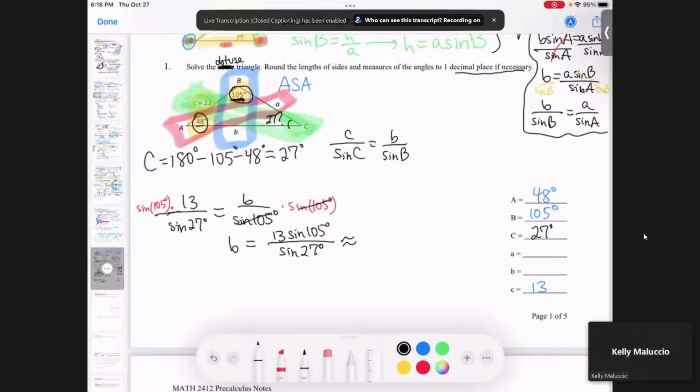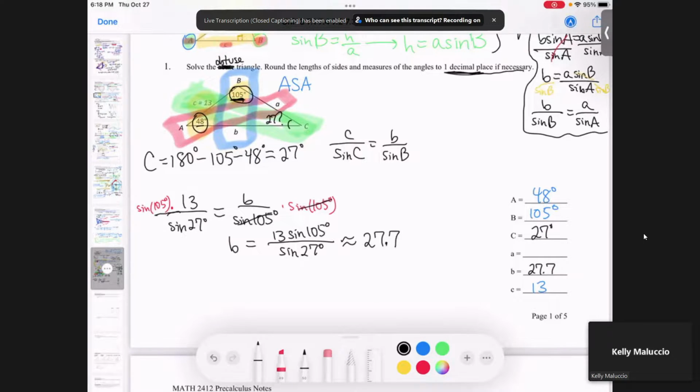And this is approximately equal. I rounded to one decimal place like they asked, right? I got to remember that. And I get 27.7 degrees. Oh, not degrees. It's a side. So now I can fill in little b is about 27.7.